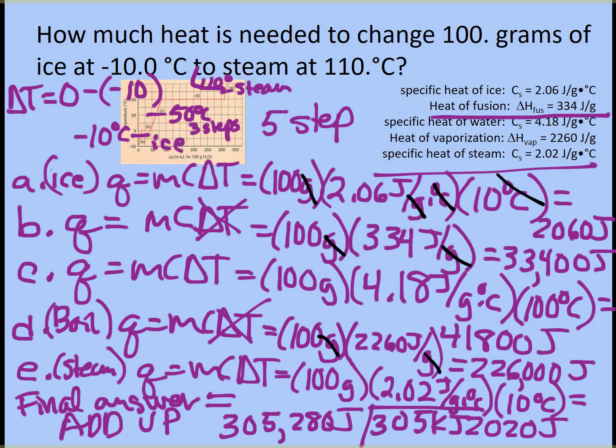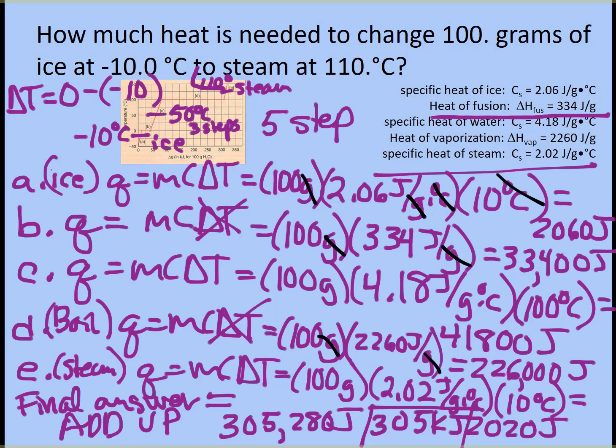So anytime you're doing energy, make sure you put your unit. So if I were to put 305,000 joules, I would get credit for this. And I would also get credit if I change it to kilojoules. So there it is. 305 kilojoules to go from 100 grams of ice all the way to 100 grams of steam. So this is not one calculation, it's 5 because 5 different things are happening.